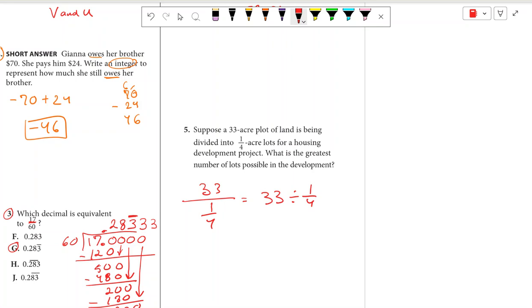So we want to use the multiplicative inverse property, which we'll be using the reciprocal. We'll keep the first one, make it into a fraction, change our division into multiplication, and then we'll do the reciprocal of 1/4, which is 4 firsts. We'll look to cross reduce, and there's nothing to do there, so we will go ahead and multiply it straight across. Well, 33 times 4 gives us 132. Sorry about the interruption. And 132 divided by 1 is 132 lots.